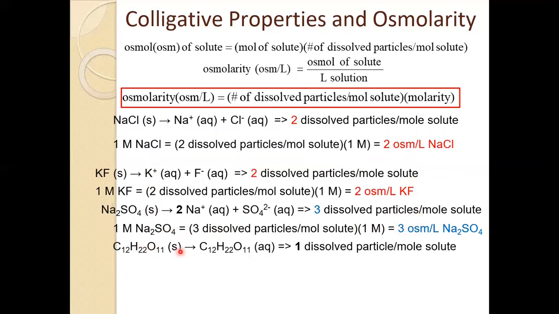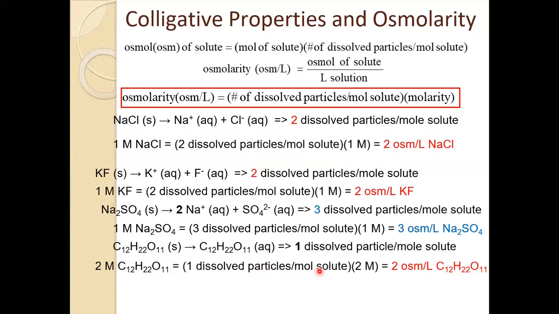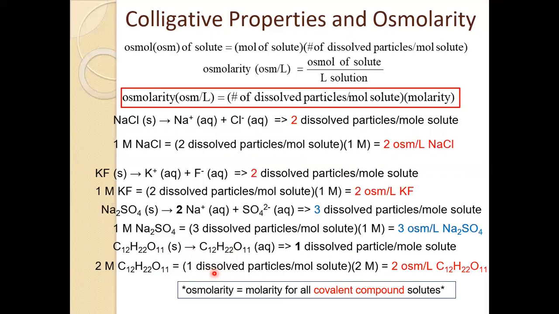And then finally, this sugar solution produces 1 dissolved particle. So as a result, a 2 molar sugar solution, 2 molar times 1 dissolved particle per mole, will give us an equivalent 2 osmole per liter sugar solution. For these molecular compounds like sugar, because it always produces 1 dissolved particle per mole, the osmolarity for these covalent or molecular compounds is always going to be the same as their molarity, the same magnitude.